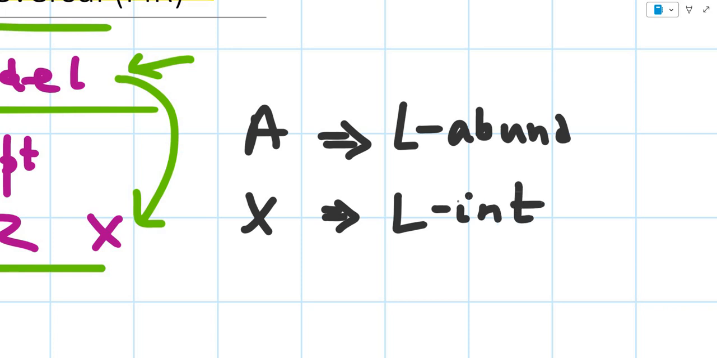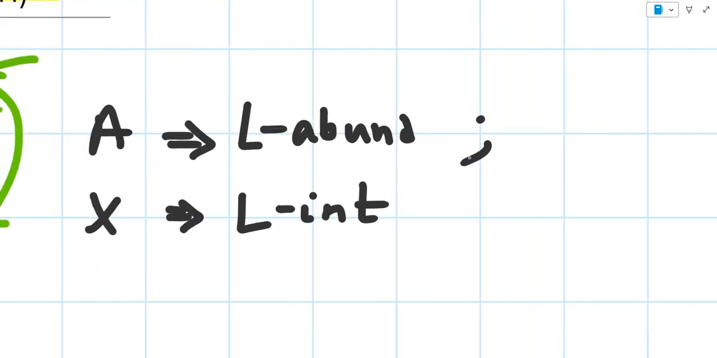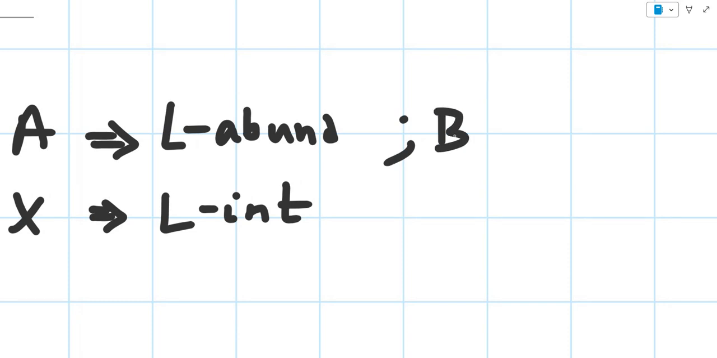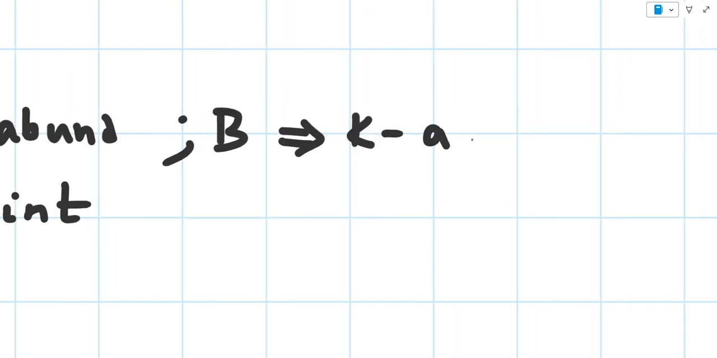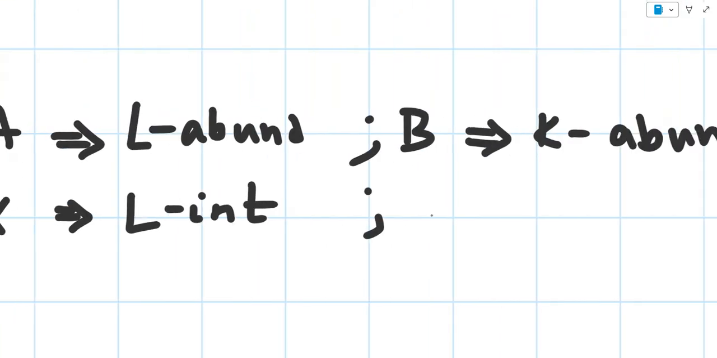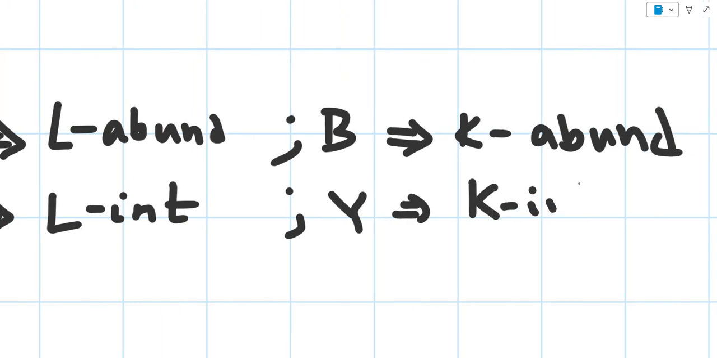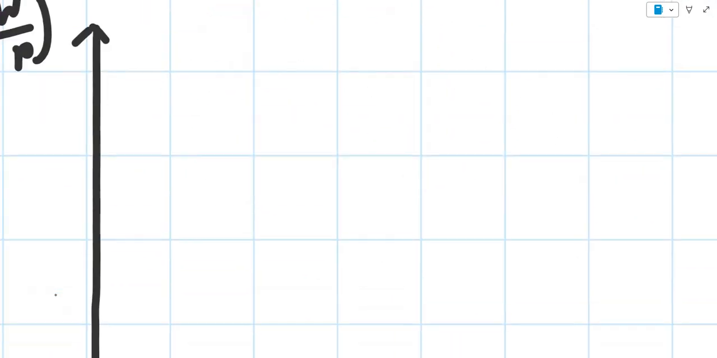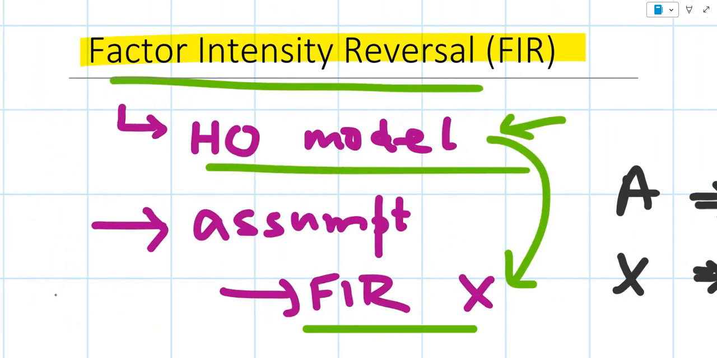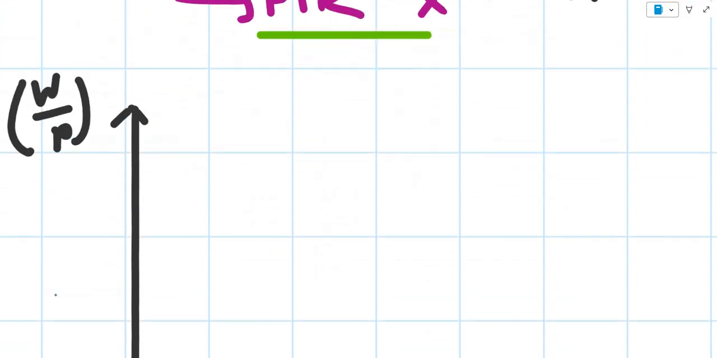Of course, the follow-ups also hold. That means B is capital abundant, and Y is capital intensive. I was going to make the same mistake again. So these are the standard assumptions. These are basically what we consider in the HO model. Now let's go back to the graph.